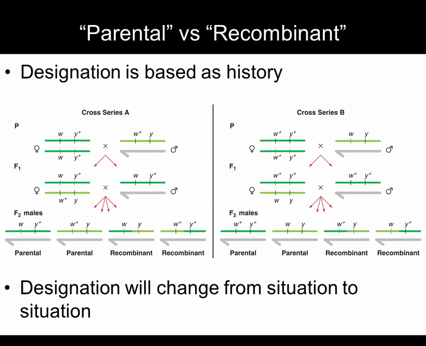It's important to note that the designation of parental and recombinant are based on the specific cross we're talking about and are subject to change from one situation to the next. If instead of the situation we described, the F1 female had W+ Y+ and WY chromosomes, those would be the parental classes, and W+ Y and WY+ would be recombinant. Don't make the mistake of thinking coupling is always parental or anything like that.